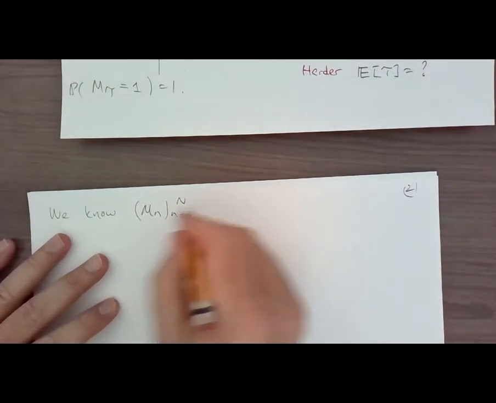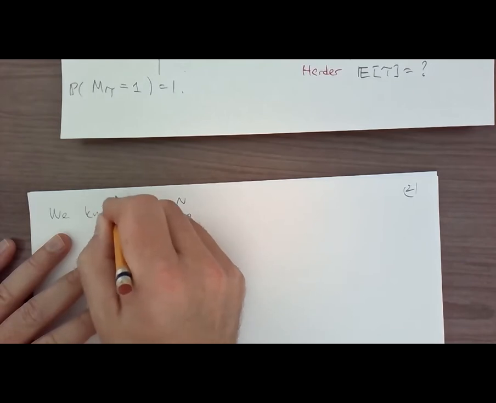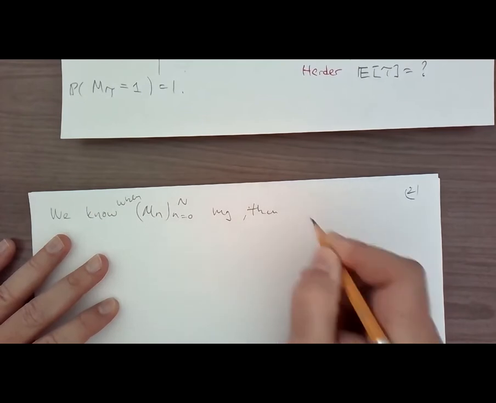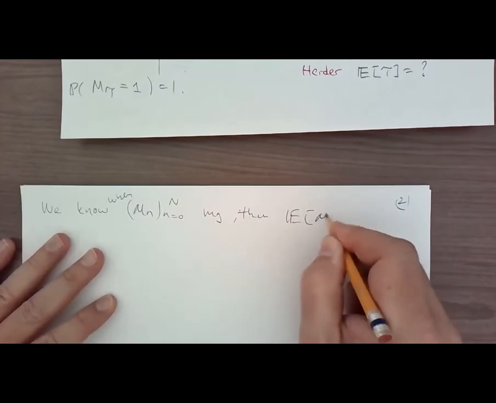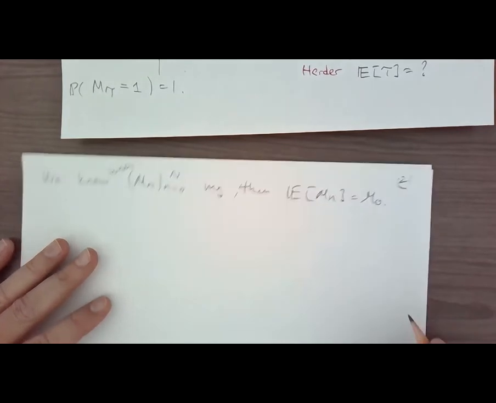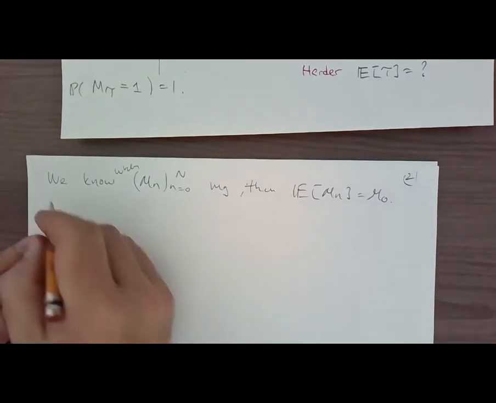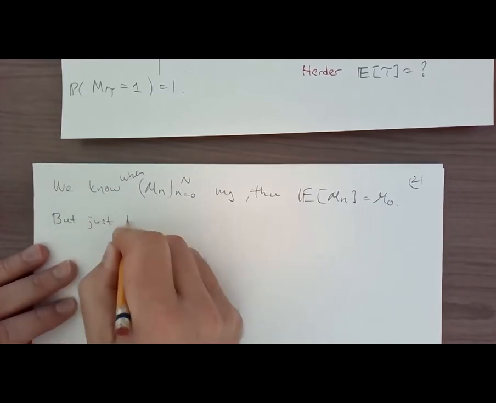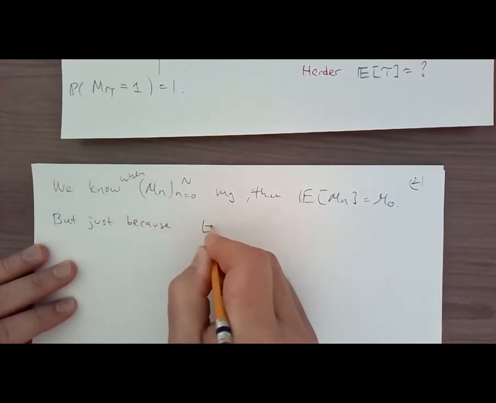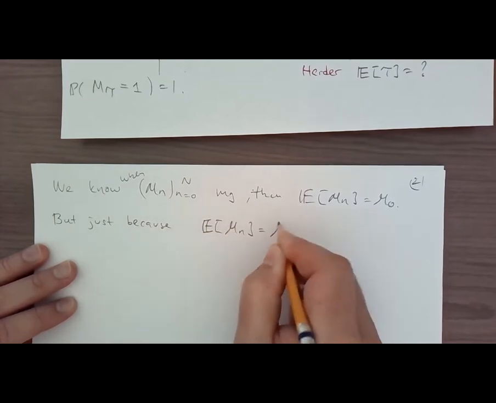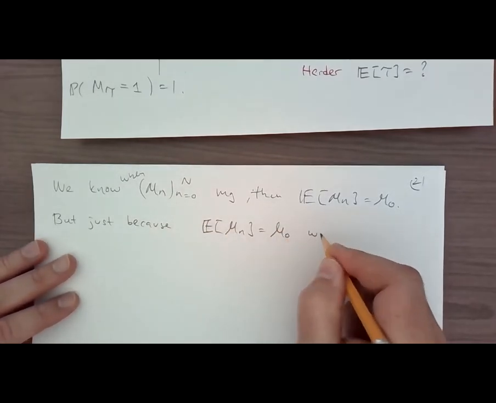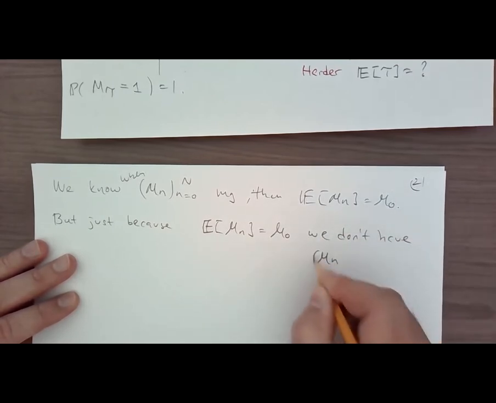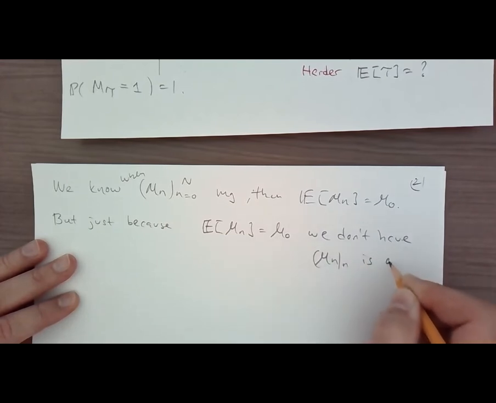we know that when this thing is a martingale, then the expectation of M_n is just the initial value. But it's not true that just because the expectation of M_n is M_0, we have that M_n is a martingale.